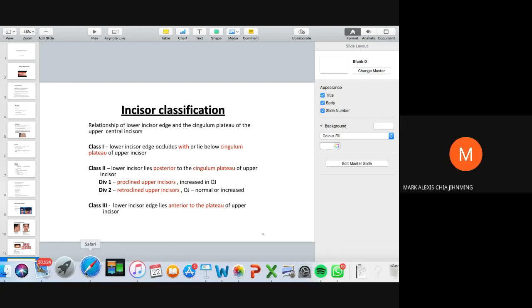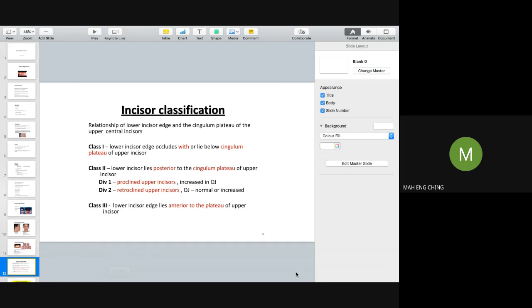Okay. So class 3 is easy to identify. Maybe you can see people walking on the street, and from the skeletal pattern or facial profile, they are class 3. But to treat class 3 is a different thing. It's easy to identify, but difficult to treat.